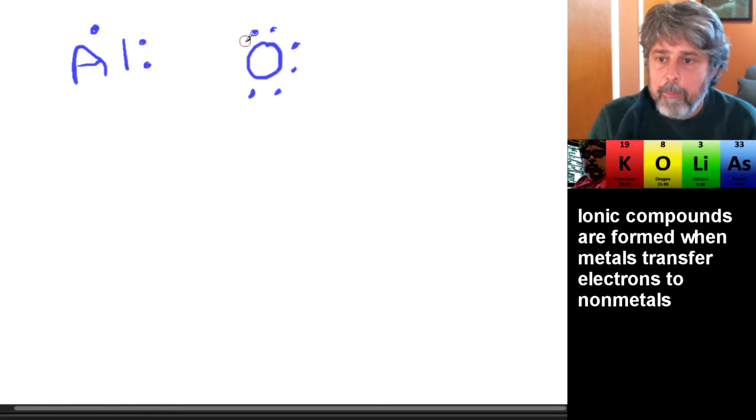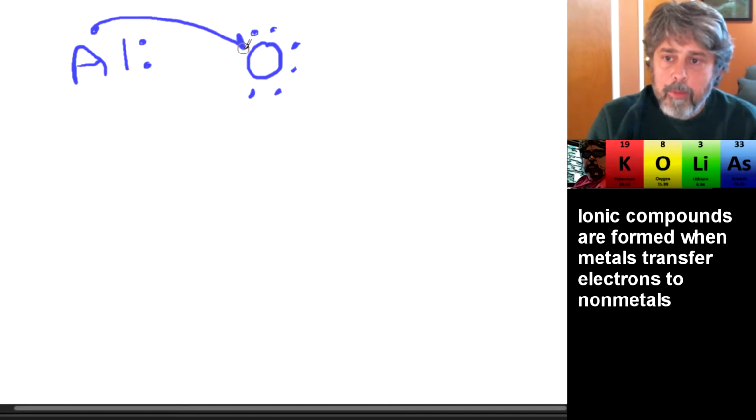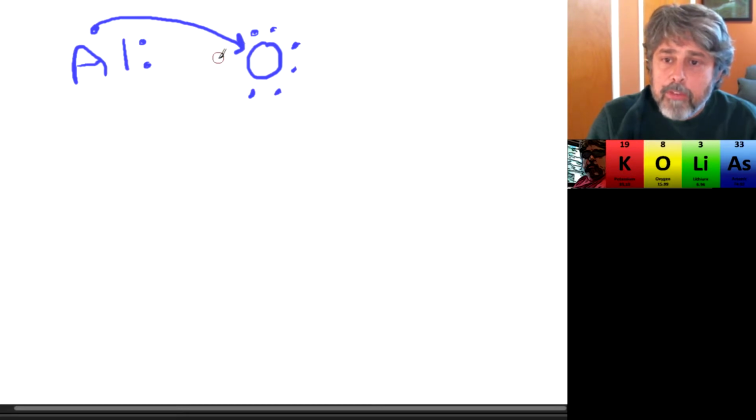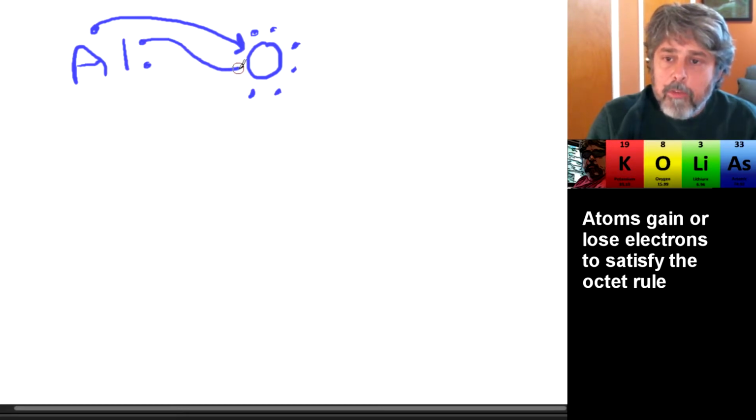And let's play this game. Metal is going to transfer its electrons. So oxygen had 6, now it has 7. Here comes number 8. Okay, oxygen's done. It now has 8 valence electrons. But we still have one more to get rid of.